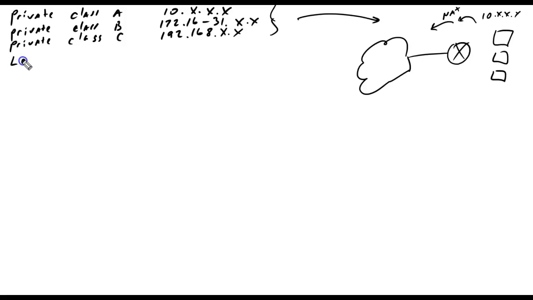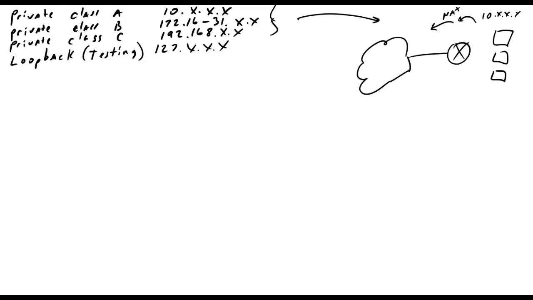The next one is the 127. These are for Loopback, and this is really for testing. And they are 127.anything. Now you're probably most familiar with 127.0.0.1, but it doesn't have to be that.